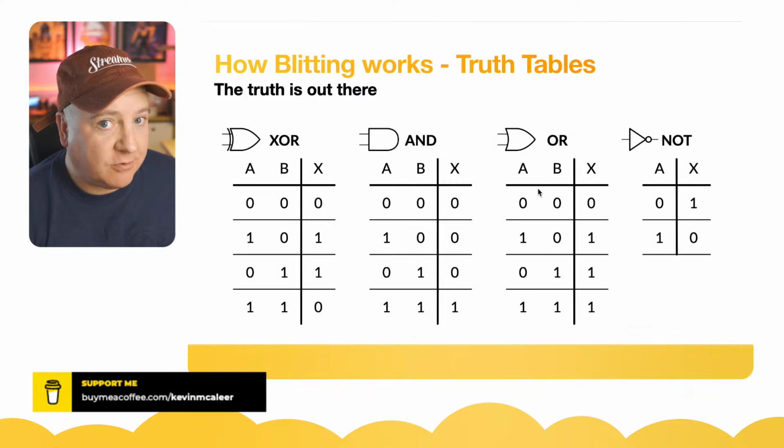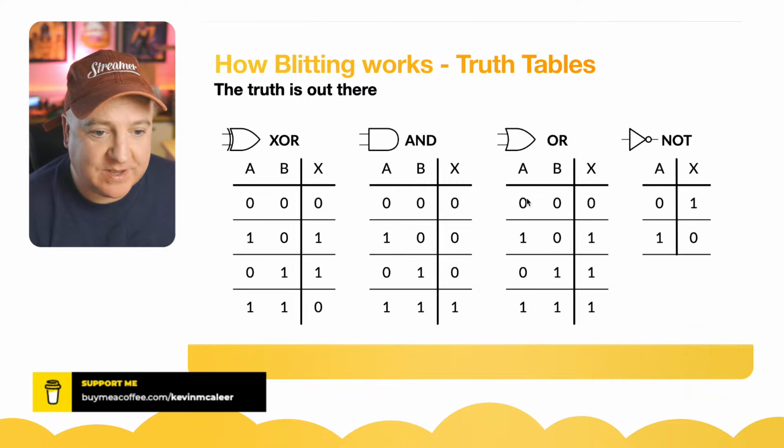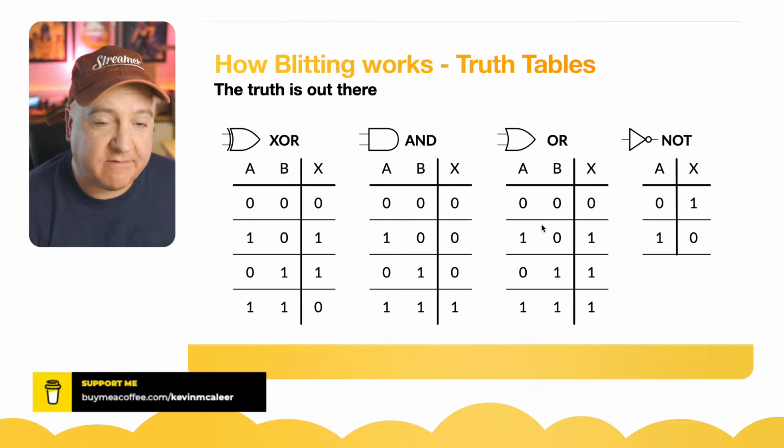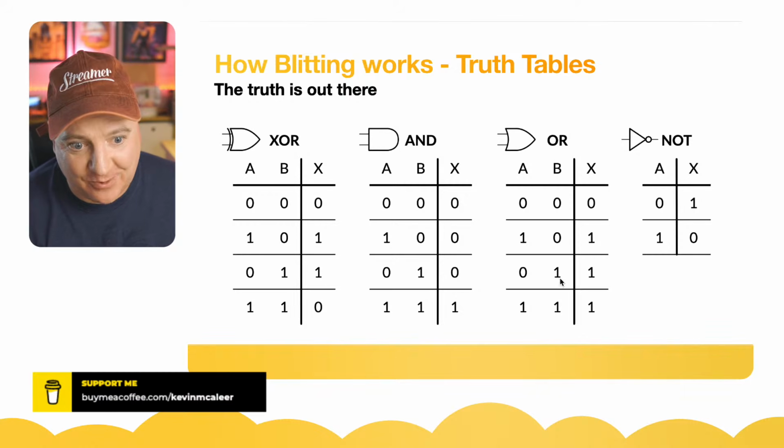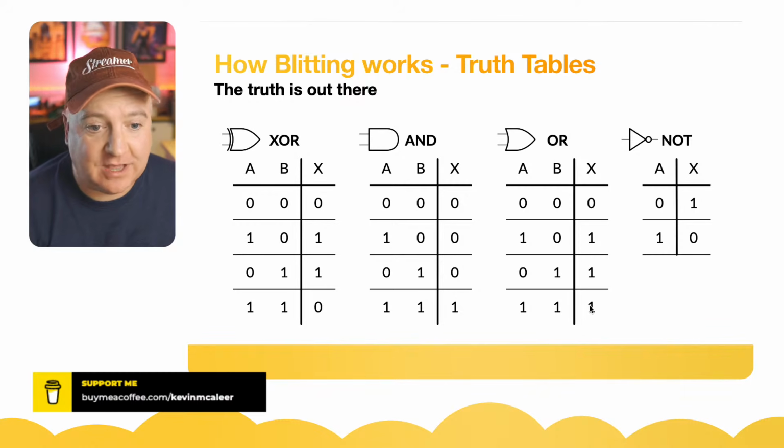OR is either of them, but not none. So if A and B are not switched on, we don't give a result. But for every other scenario, if A's on, we say yes, you get a 1. If B's on, we say yes, you get a 1. If A or B are on, then you get a 1.